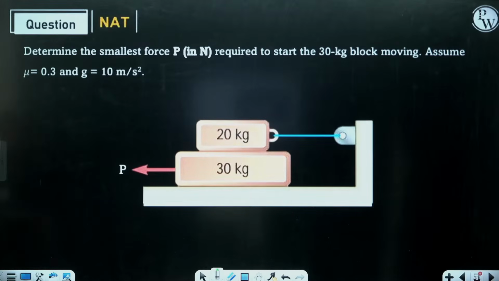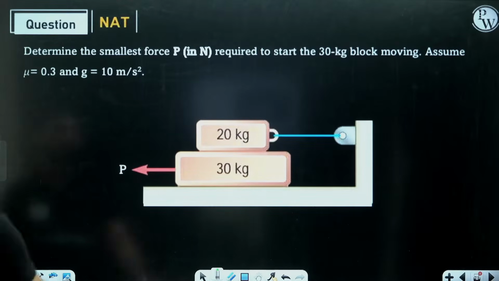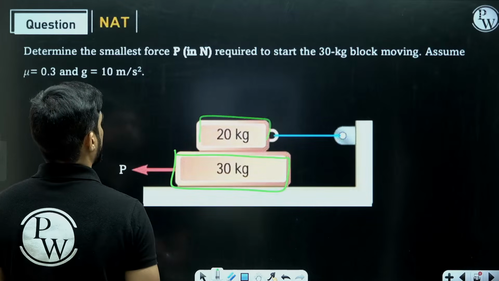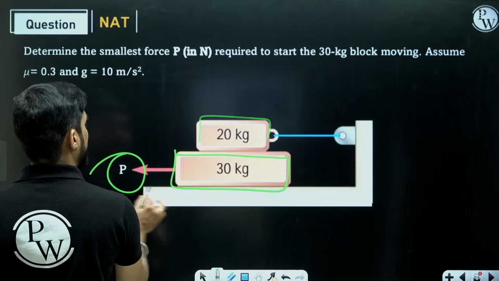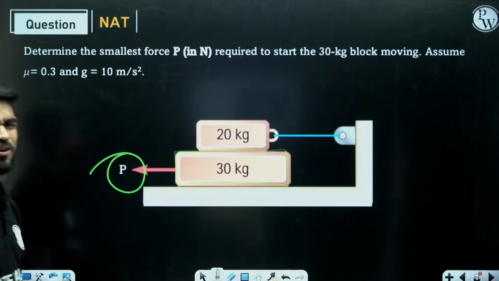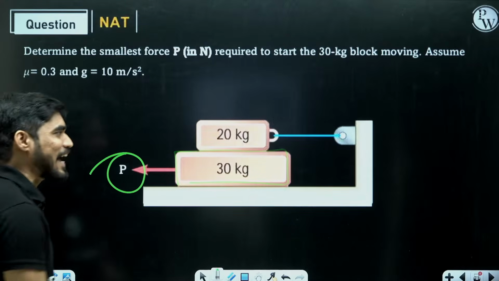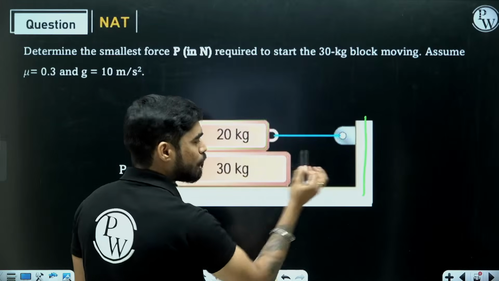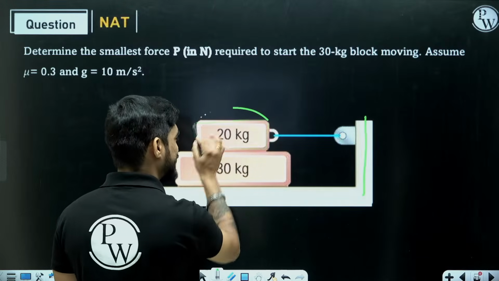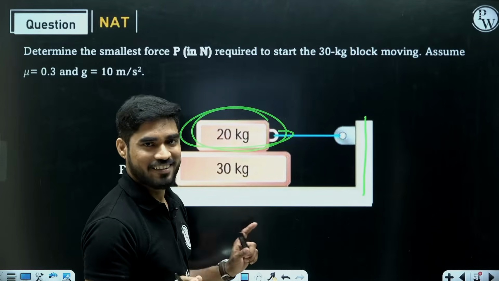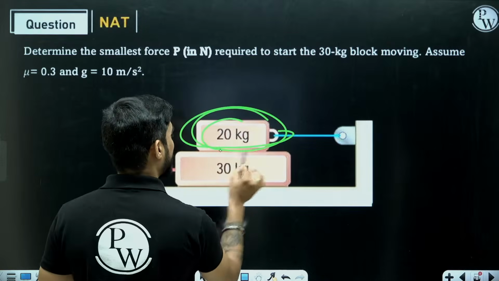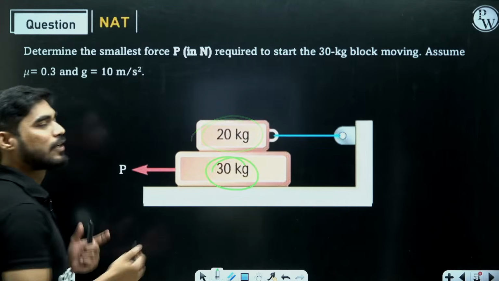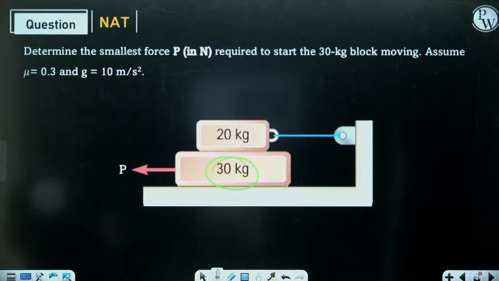Here again we have two blocks, one of 20 kg and one of 30 kg. They are saying find the force P required to move the 30 kg block. Why not the 20 kg block? Because they have tied a rope between the 20 kg block and this wall, so this 20 kg block is not going to move. We need to move this 30 kg block only. Okay. Now understand.